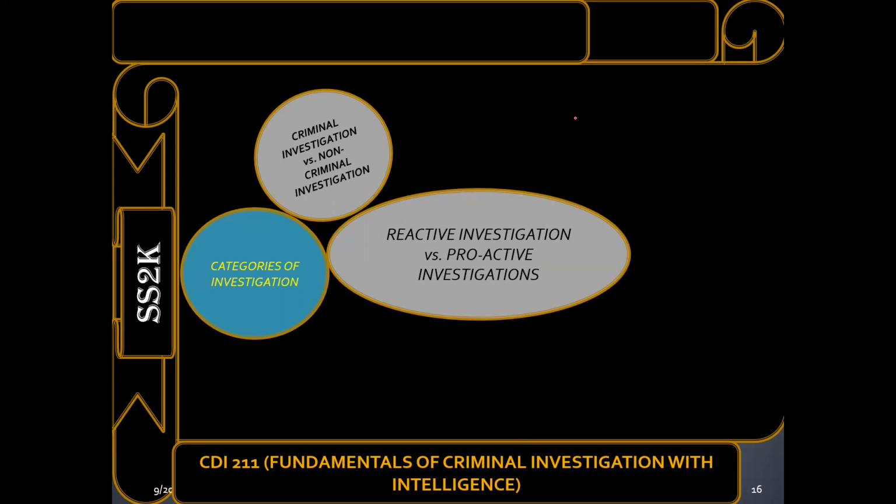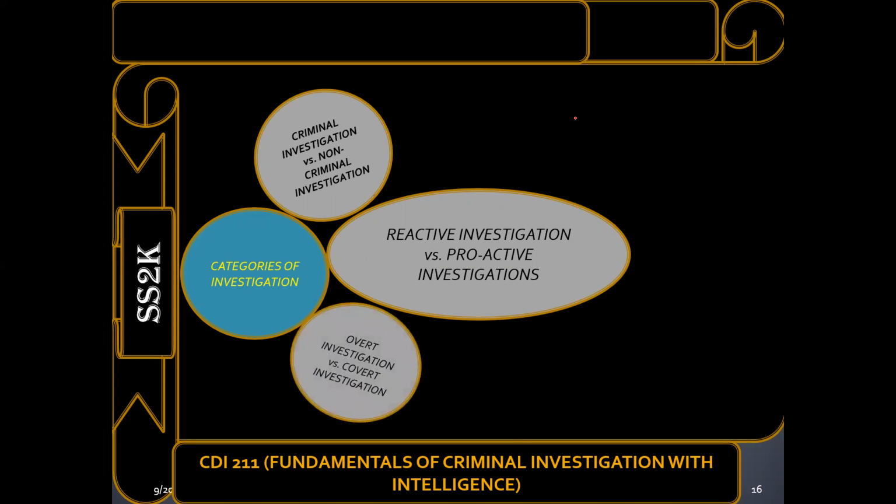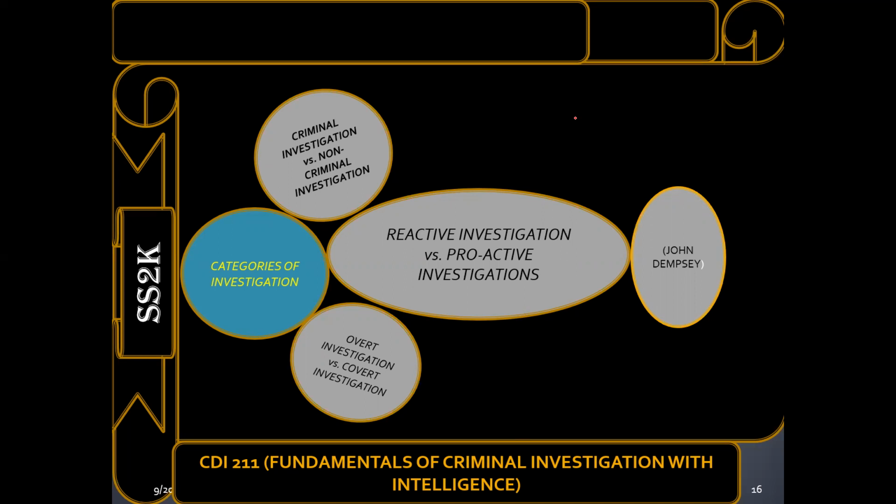The second type is reactive investigation versus proactive investigation. Reactive, from the word react, meaning na may nangyari bago ka pumunta. Pro means before, active means the occurrence, no? Meaning to say you will conduct investigation before a certain crime will exist. We have also overt investigation versus covert investigation. So, bali anim po yan, pero pinagpares-pares ni John Dempsey. Para sa ganoon ay mas madali pong ma-categorize, no? Yung mga different types of investigation or different categories of investigation. So, let us discuss the difference between the pairs of investigation or pairs of categories of investigation.